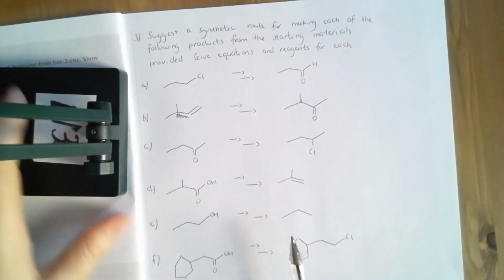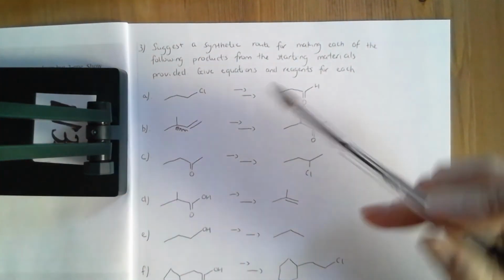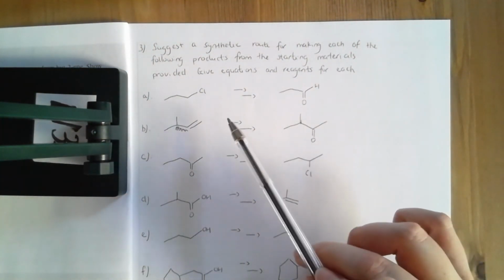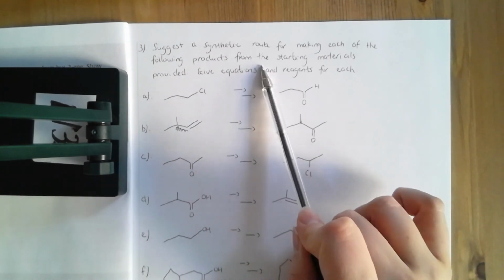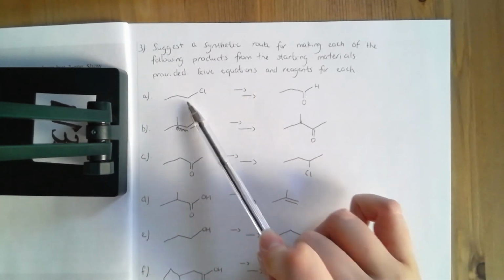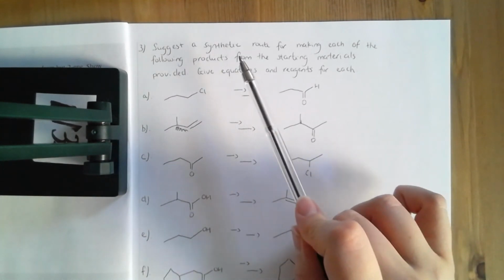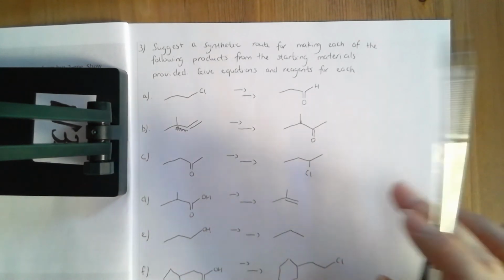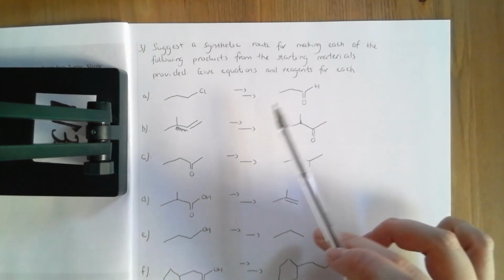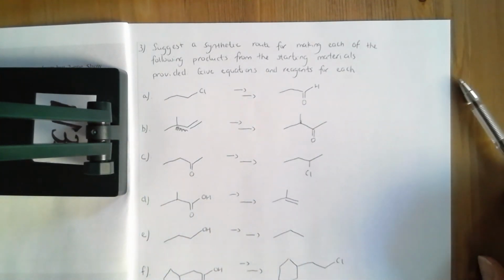I would like you now to do these questions by yourself and then tune into the next video for the worked solutions. Each reaction is 2 steps, so you need to give me the intermediate, how you're going to get from the starting reactant to the intermediate, and then from the intermediate to the final product. So work it out in 2 steps. You don't need to give me any mechanisms, you just need to give me reagents, and you need to give me the structure of the intermediate.